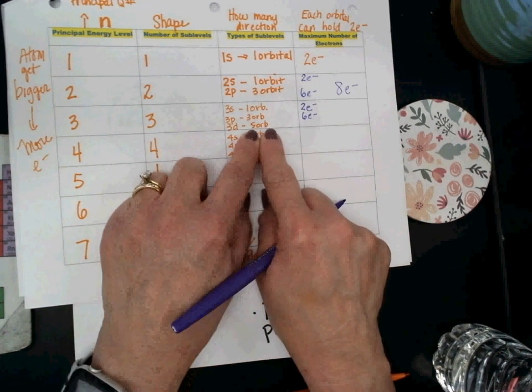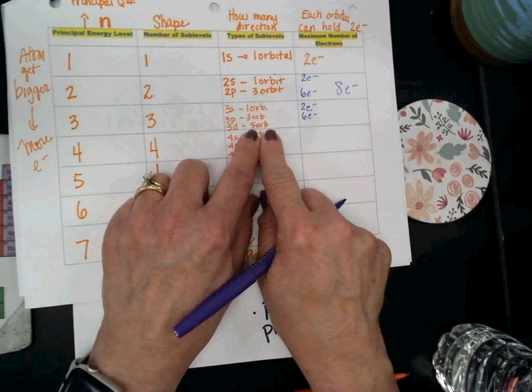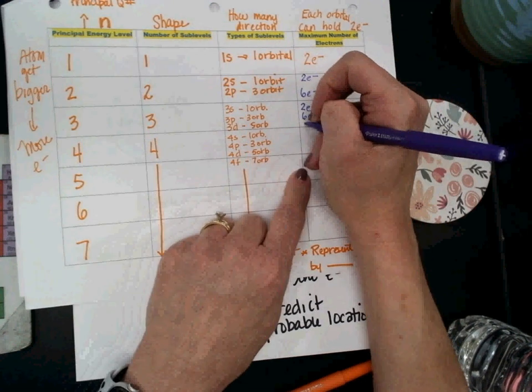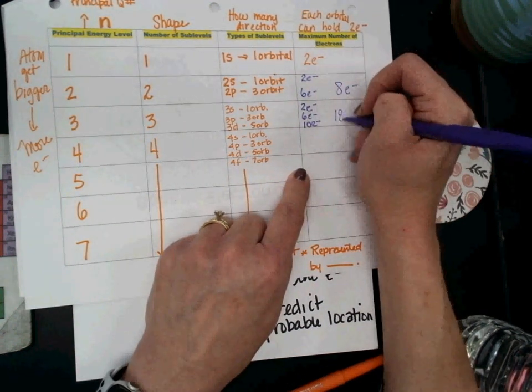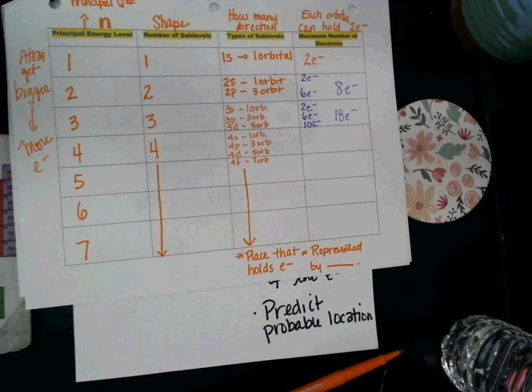D orbital has 5 positions for electrons. So how many total electrons can it hold? That's 10, isn't it? So in the third energy level, total, I have 18 electrons. I'm just adding them together. Now, find the element on the periodic table that has its first, second, and third energy levels full.